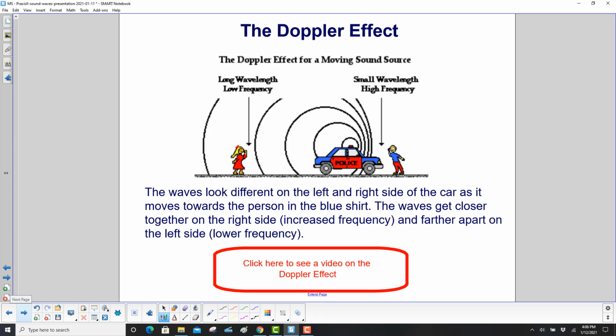The waves look different on the left and right side of the car as it moves towards the person in the blue shirt. The waves get closer together on the right side, right over here, which results in a higher frequency, and further apart on the left side. That's a lower frequency.